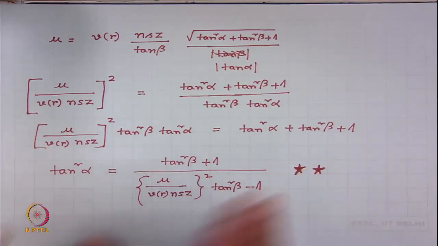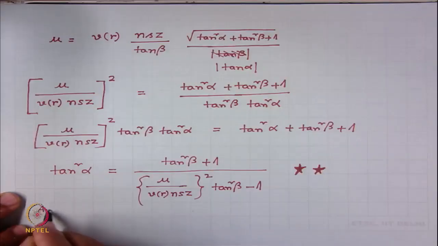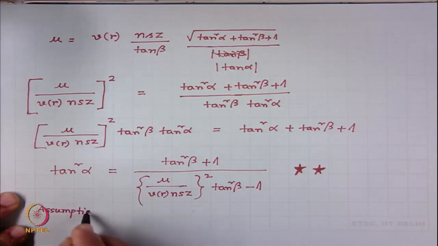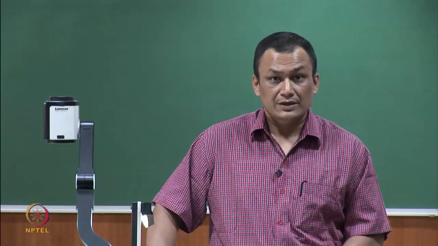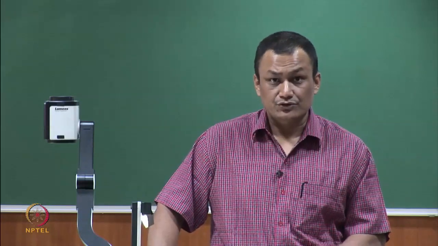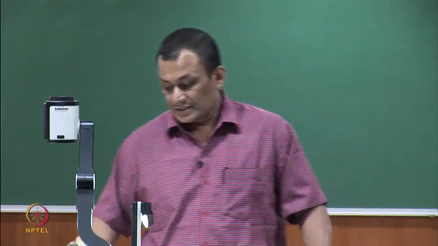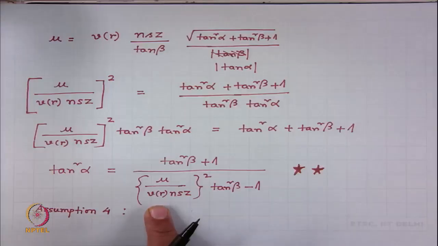Now, we introduce Taylor's fourth assumption. You remember, I already told you there were four assumptions. First three we have already talked about, the fourth one we did not say. Now, we are introducing fourth assumption, which will be required now. This nu r is a constant.